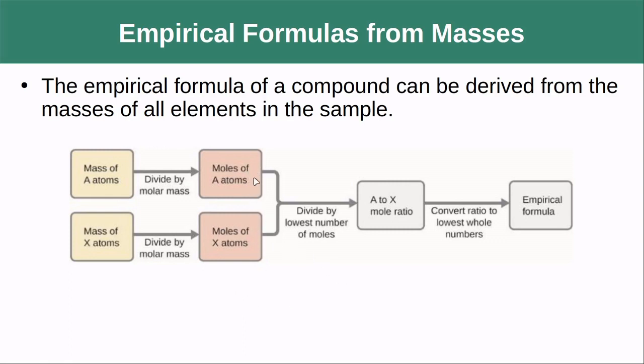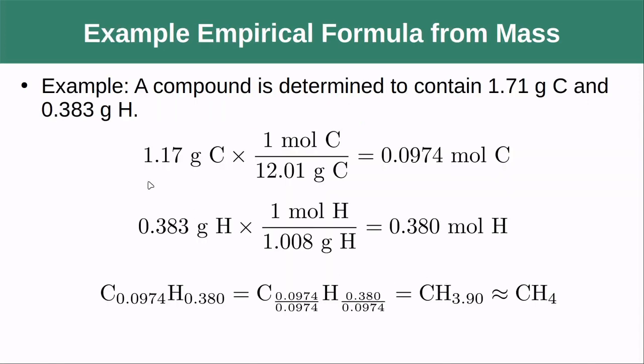We need to find the lowest of these two moles, so the smallest number here, and we're going to divide both of these values by that. What that's going to give us is the ratio of one of the atoms to the other. We then can convert those ratios to the lowest whole number values, and we'll arrive at the empirical formula. This flow chart is a little confusing maybe, but we're going to look at an example, and you can see that it's not that bad.